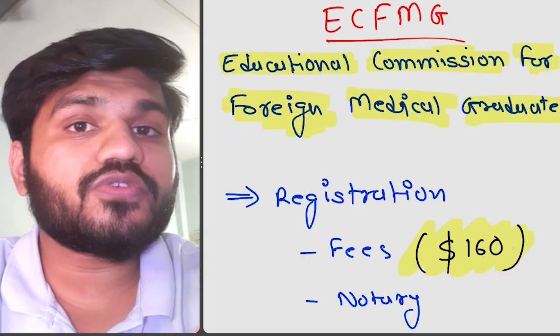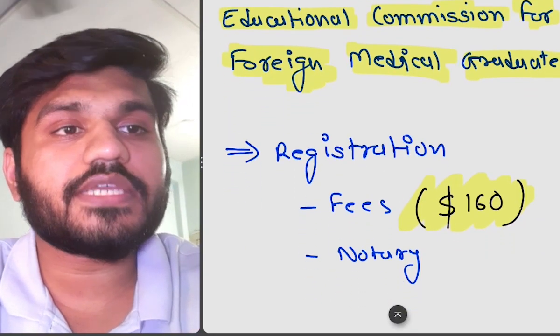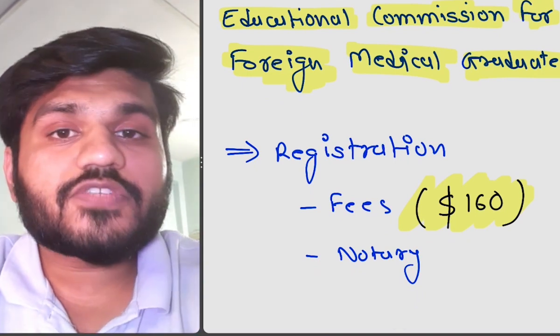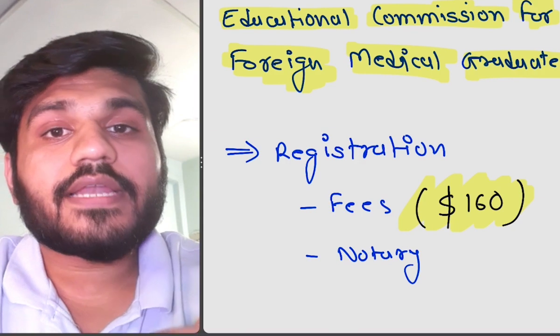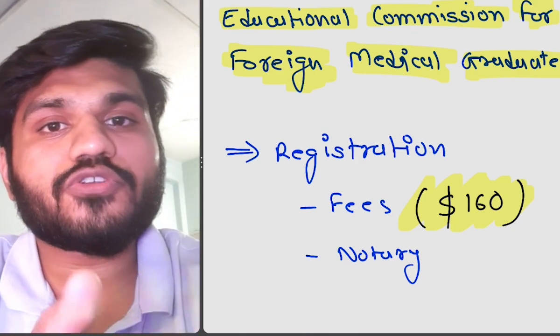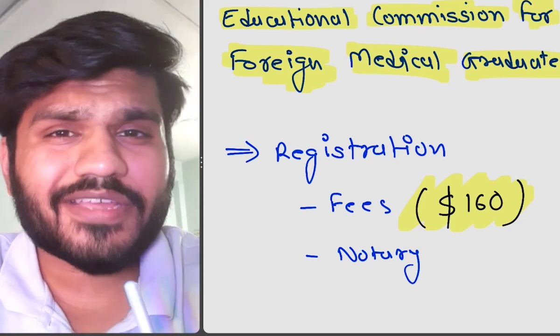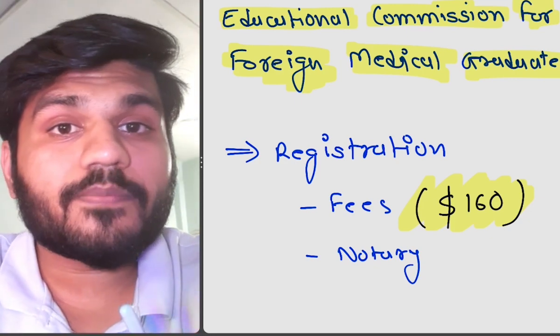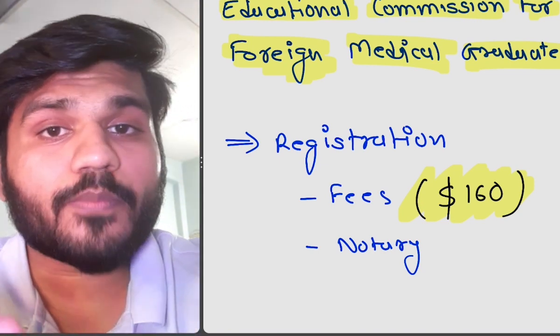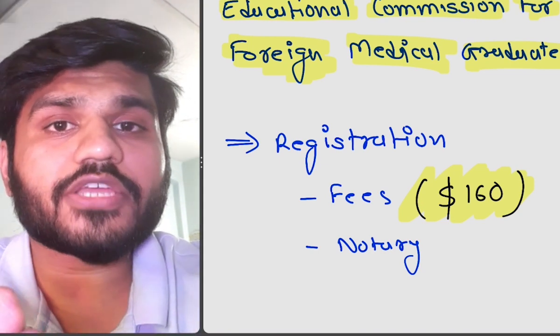First we have to do the registration of ECFMG, and the registration fee is $160. In this form we have to fill in all the details like our passport. In this process your passport name should match your application name. So if you have not graduated yet, be careful in filling in the name. In this process they will verify everything. They will verify your school, your passport, your identification and everything.